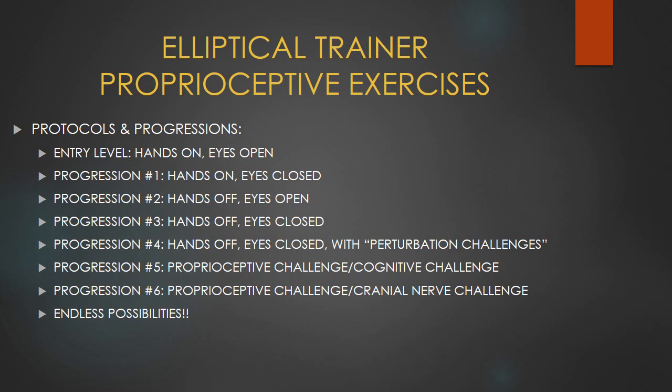Next progression might involve the same perturbation challenges, now with integrating some sort of cognitive challenges, such as saying the alphabet backwards, doing subtraction from 100 backwards, naming all the words you can think of that begin with the letters C-A-T, and all kinds of cognitive challenges while still maintaining your cadence on the elliptical trainer, no hands, no eyes.